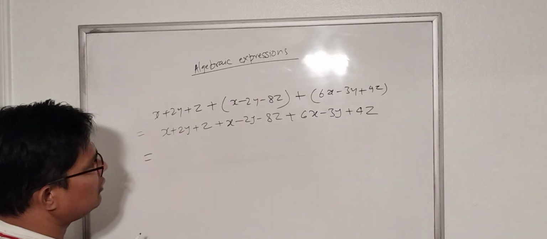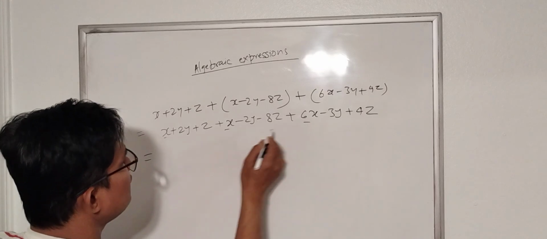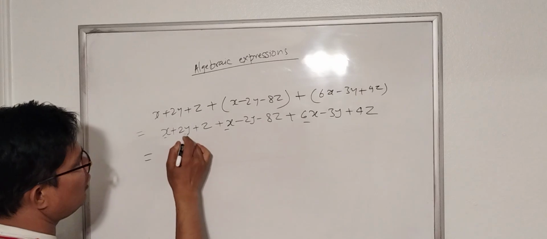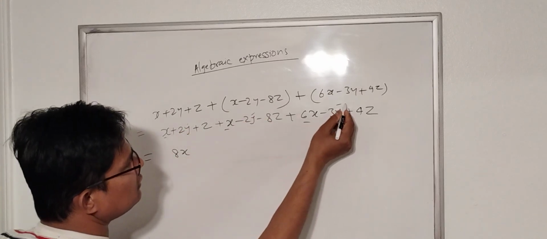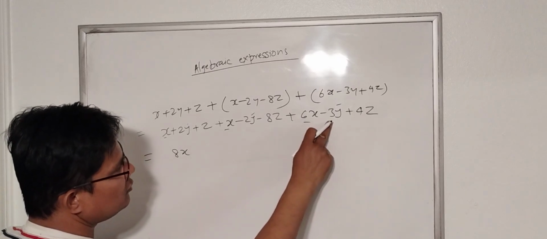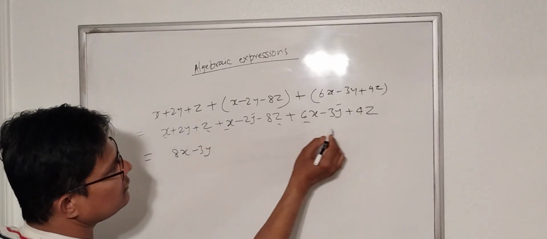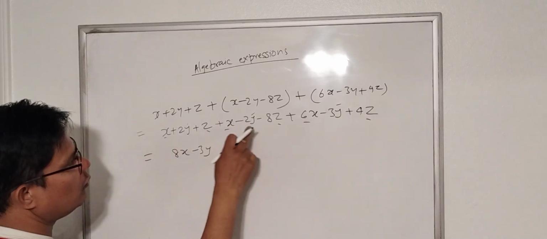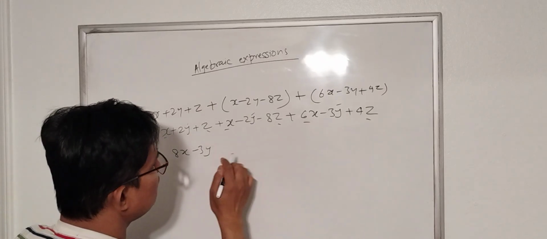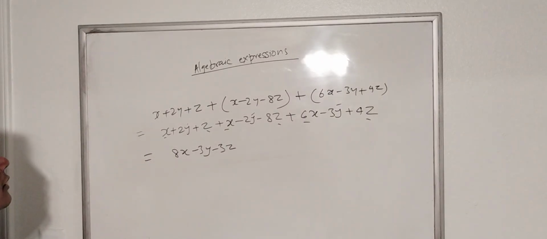And now I will look for all the terms containing x. So this one, this one, this one. So here 1, 1 and 6, so 8x. Now y. This one, and this one. So 2 minus 2 is 0, and 0 minus 3 is minus 3, so minus 3y. And z. This one, and this one. So here 1, 1 minus 8 is minus 7, minus 7 plus 4 is minus 3z. So this is the simplification of this algebraic expression.